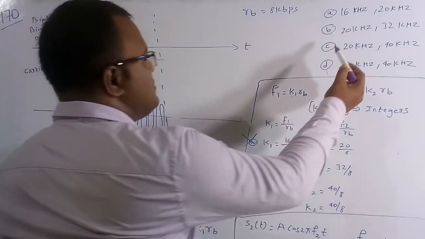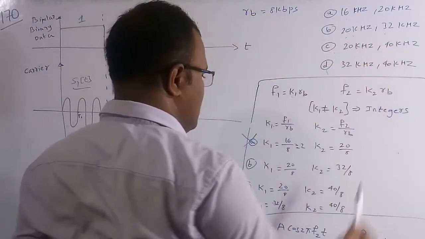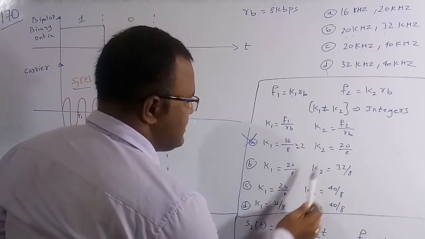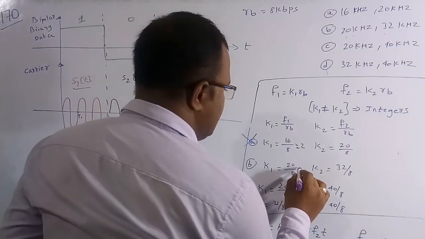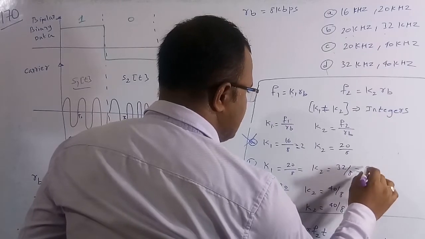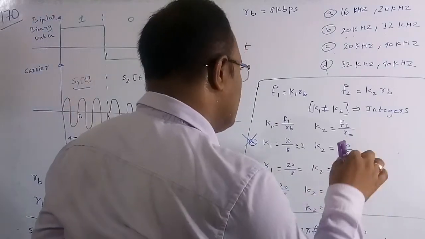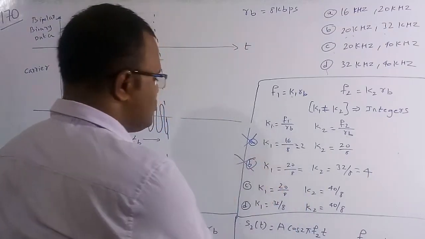Similarly option B, where f1 and f2 are 20 kilohertz and 32 kilohertz. Substitute here 20 kilohertz for f1 and 32 for f2, with rb being 8. So 20 by 8 is not an integer, but 32 by 8, yes, it is an integer, 4. So k1 is not an integer and k2 is an integer, but both have to be integers. Therefore this is also a wrong option.